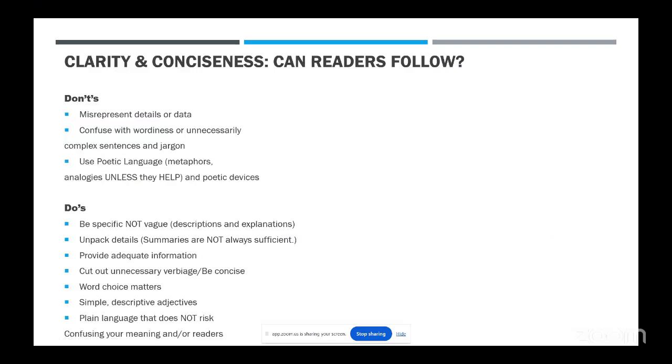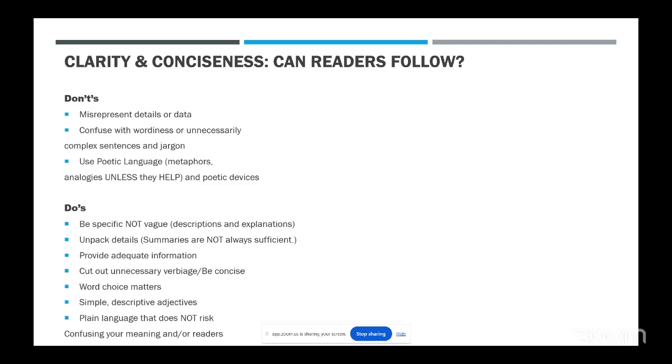Now, let's go into clarity and conciseness. So, you want to ask yourself, can my readers follow what I'm aiming to say in my document? That is your primary objective. Can they follow it? Can they understand it? Am I leading them down a path that they can follow?